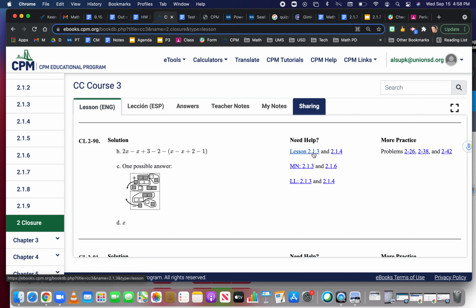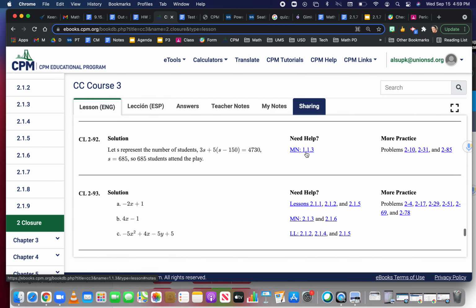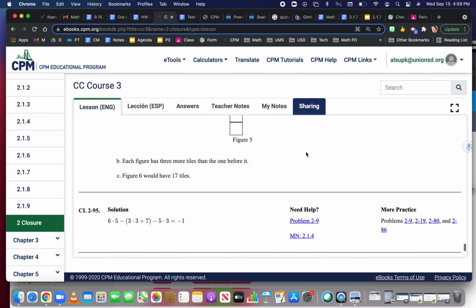You could even pull them up on the agenda slides through here, and you can find notes that I shared on the agenda slides. You can look at the textbook math notes and then LL's learning logs. Here are similar problems that you could practice. Okay, so there are a lot of great resources here. This is how you should be studying for the test.